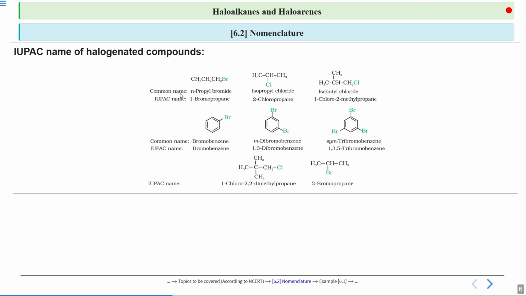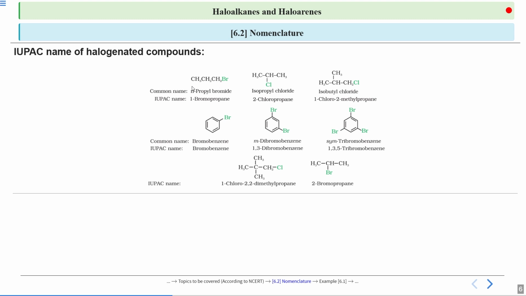But for the IUPAC name, you have to select the longest possible chain, and this is a simple single chain, because the halogen is substituted at the last carbon, or you can consider it the first carbon. The numbering starts so that the halogen-substituted carbon gets the lowest possible number. In the longest chain, CH3, CH2, CH2Br, you have to start the numbering in such a way that the bromine-substituted carbon gets the lowest possible number. That could be 1 only.